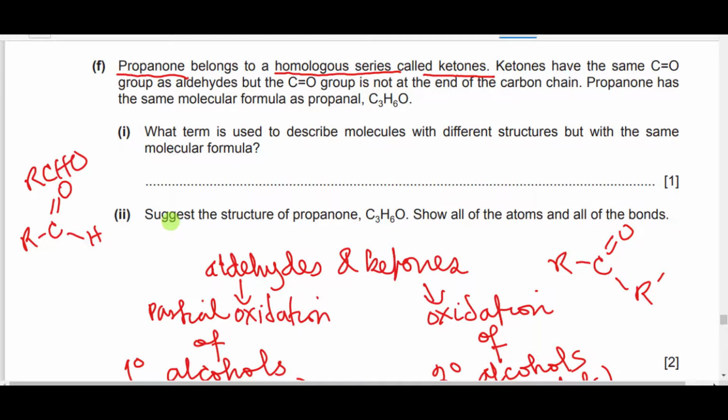groups. Why is this one the end? Because it is between an alkyl group and hydrogen, right? This hydrogen makes it a terminal functional group. But because in the ketones the hydrogen is replaced by an alkyl group, it then makes the carbonyl group move to the middle of the chain.